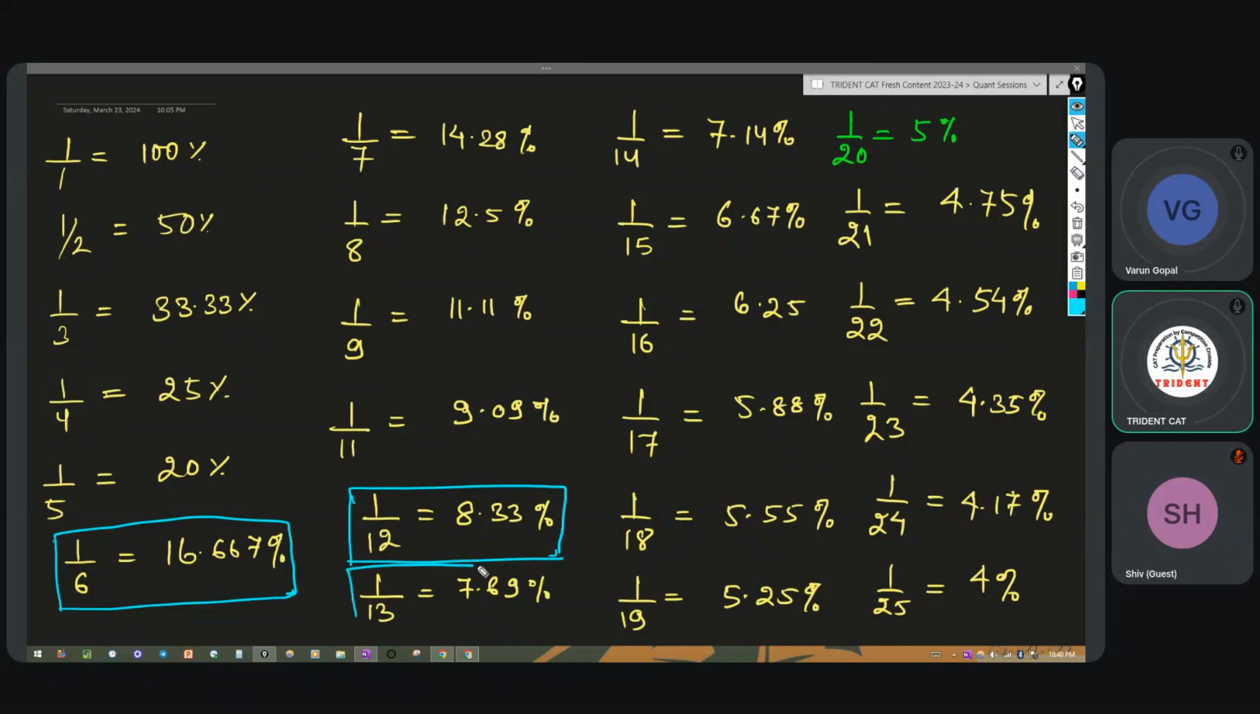Some of the fraction and percentage bits which I have seen typically students struggle with. So I'm just highlighting those fractions. But it is always a good idea, guys. I'm again repeating myself. If you can remember, if you can mug up these things, great. That is great.